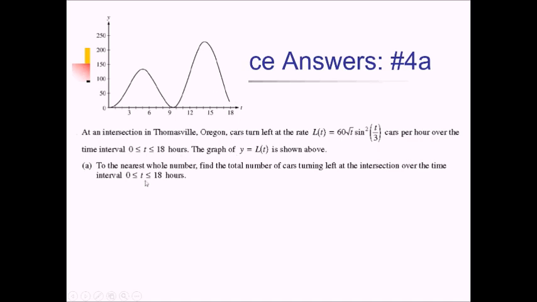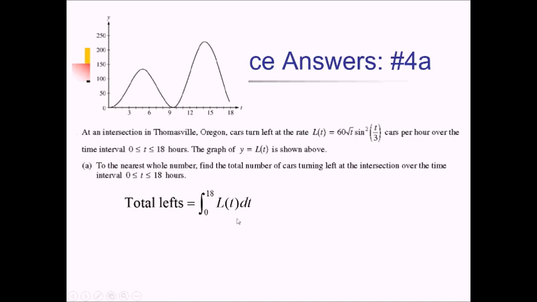Sweet. We want to find for our first task the nearest whole number, the total number of cars turning left over the interval from 0 to 18. Well, we have the rate at which cars are coming through here, cars per hour. So if I want to find the total cars, I just need to integrate this rate over the interval from 0 to 18. So I just need the integral from 0 to 18 of L of t dt. This is all I actually have to write because they already spelled out what L of t was up here.